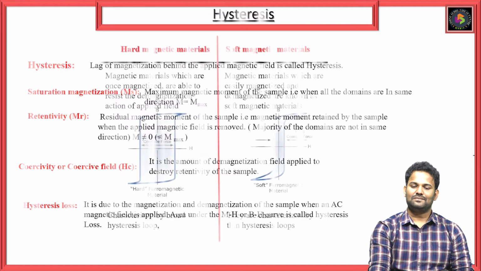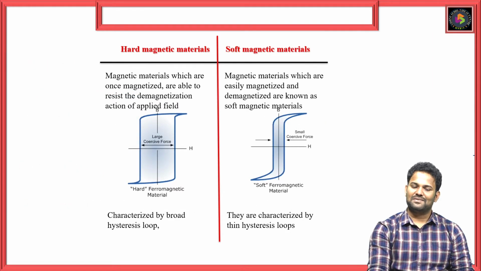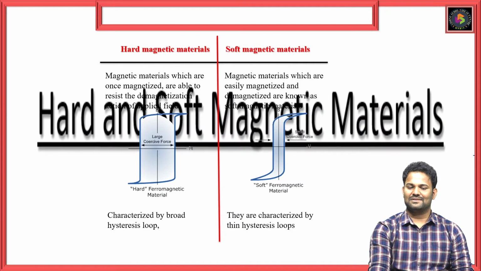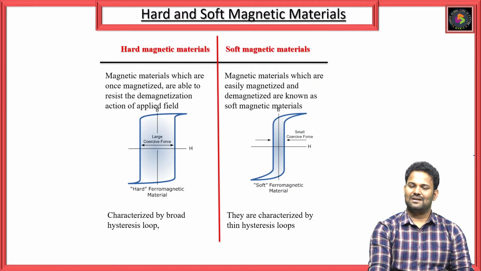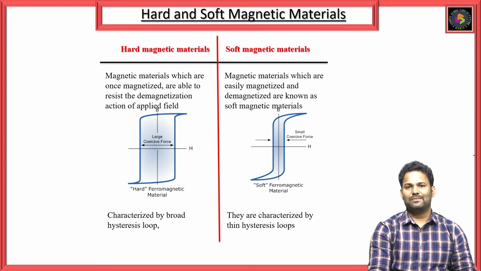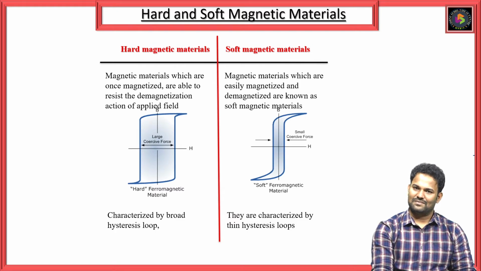Hysteresis will end. The next topic is differences between hard and soft magnetic materials. So what are hard magnetic materials and what are soft magnetic materials? Previously I told you that the coercivity will be decided by the hard and soft nature of the magnetic materials. For a hard magnetic material, the width will be more and more. If the width of the ferromagnetic material loop is greater than 100 Oersted, we can say it is a hard magnetic material. If the width is less than 100 Oersted, we can take it to be a soft magnetic material.